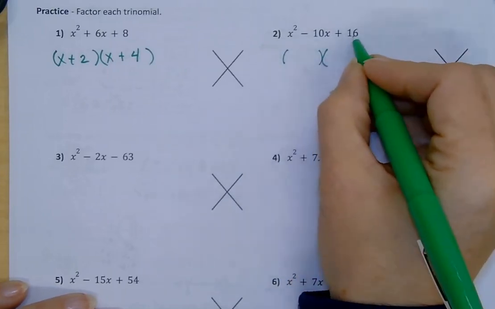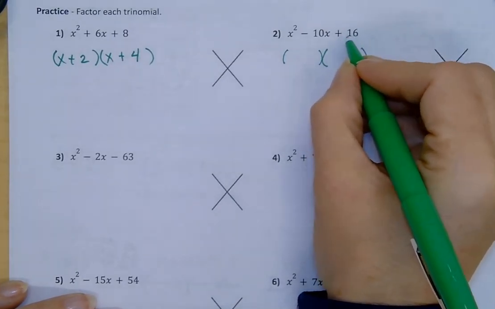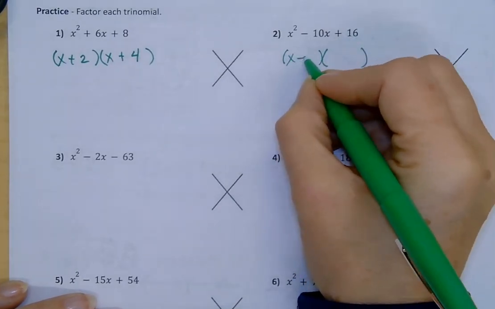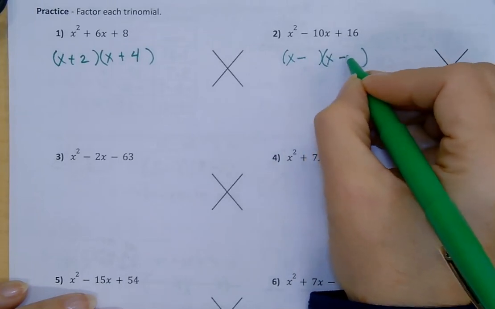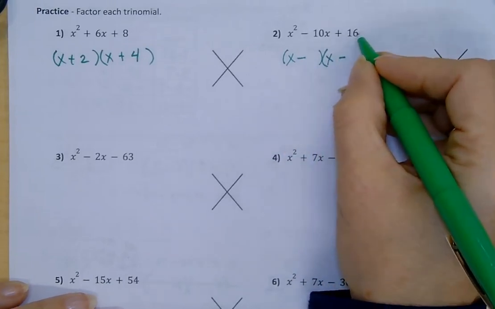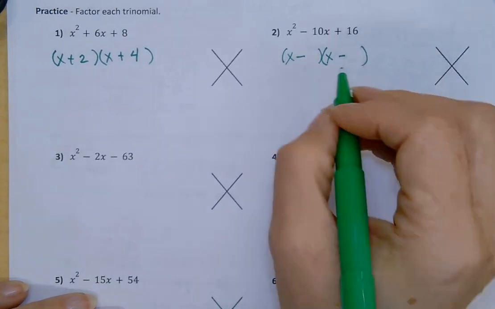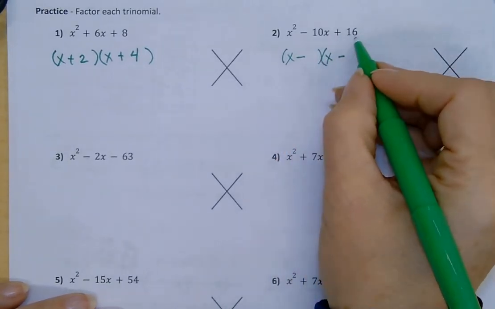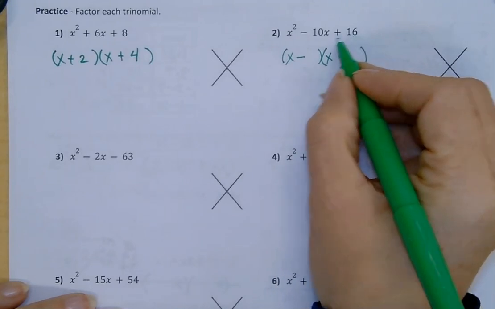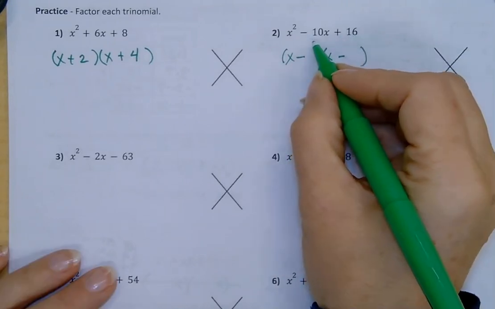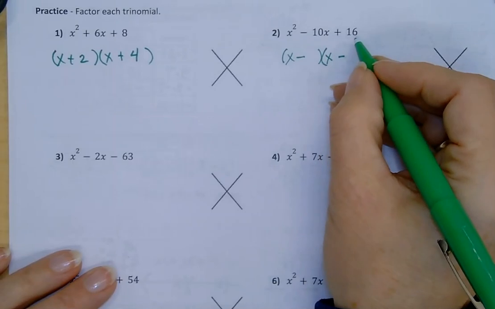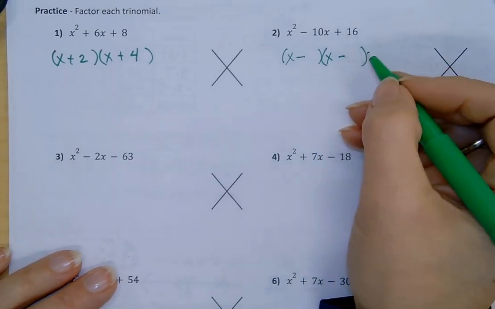I know that I have to have two negative numbers. It's going to be x minus something and x minus something. I know that because I have to multiply negative by negative to get a positive for my last term. Okay, so I need two things that multiply together to give me 16, but they add together to give me negative 10. And so, of course, for 16, I thought, oh, 4 times 4. Well, that's not it.